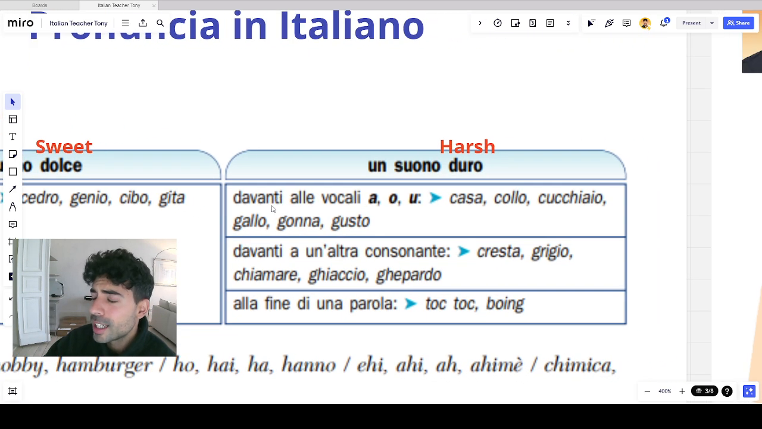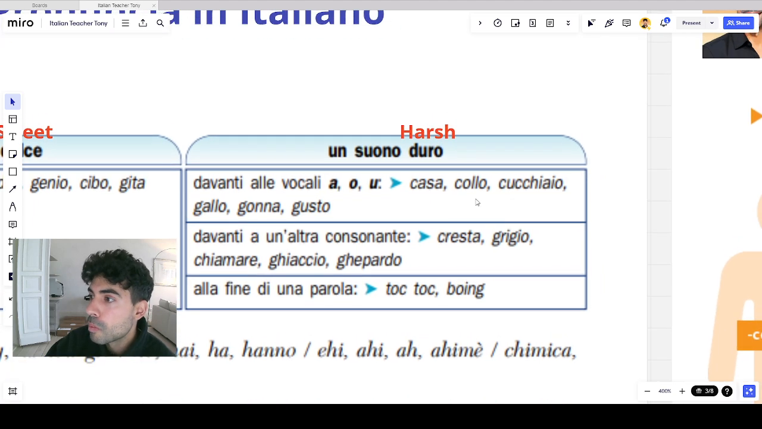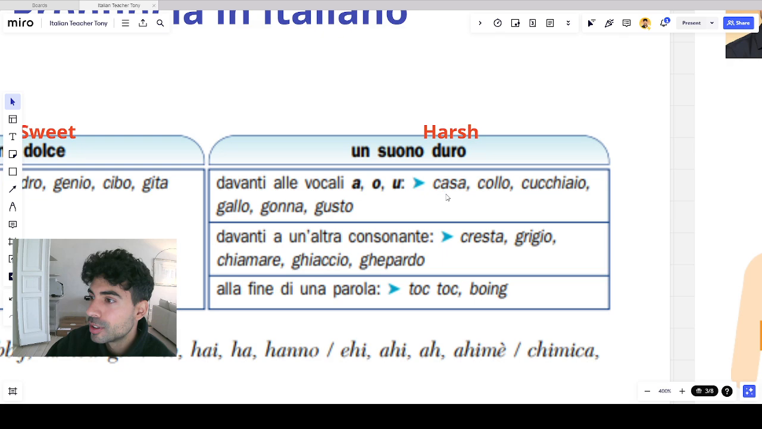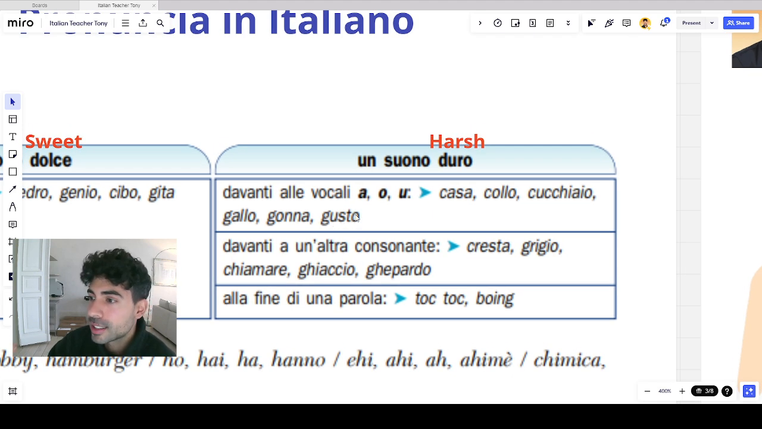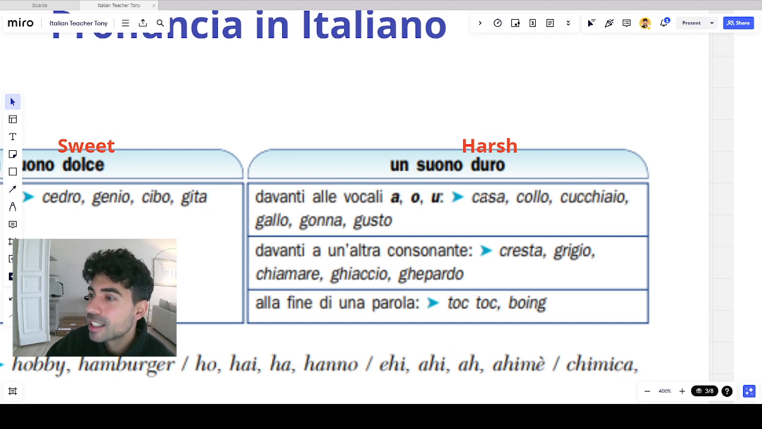Now, let's try to have the same case but with the harsh sound. We have casa. Collo, cucchiaio, gallo, gonna, gusto. So pay attention here, the sound is harsh. It's not ce, ge, it's ca, co.